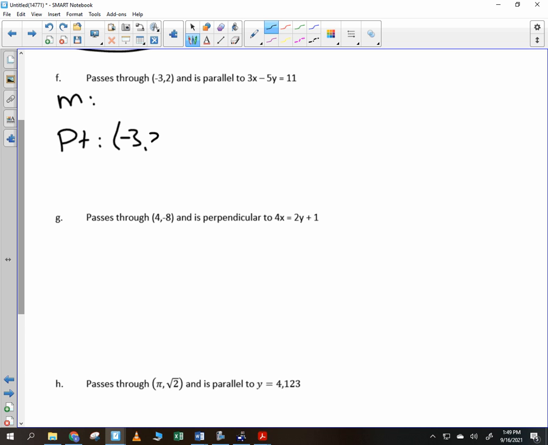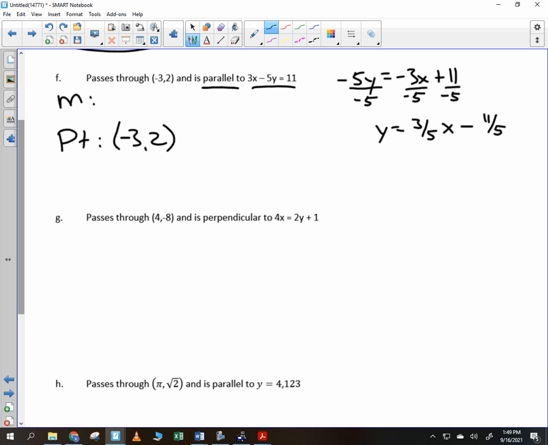Passes through negative 3, 2. It says it's parallel to this. So what would I do? Yep, solve for y. Very good, Easton. Negative 5y is equal to negative 3x plus 11. Divide by the negative 5. I get y is equal to 3/5 x minus 11/5.